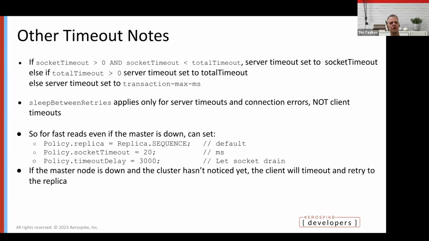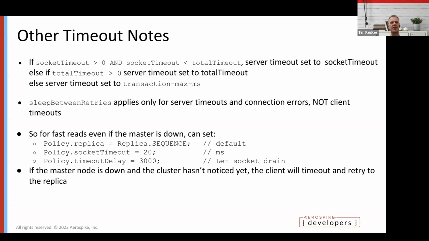If we have set neither the socket timeout nor the total timeout, then we're going to set the server timeout to be the transaction max milliseconds. By default, that's a second. So if you don't set either of these, your default timeout will be a second. Sleep between retries applies only for server timeouts and not client timeouts. So if you get a client-side timeout, then you can automatically retry without that sleep between the reads.